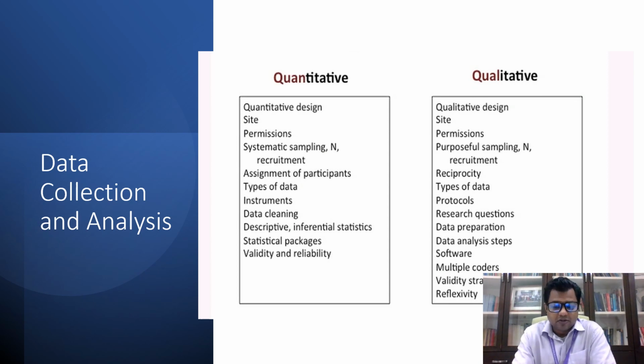Before going to mixed method research, these are the quantitative and qualitative data that we are going to use for the data analysis. In the quantitative section, we mostly go for descriptive and inferential statistics. For that we use quantitative design, site permission, systematic sampling, treatment, data cleaning, and some statistical software, and most importantly we go through validity and reliability. In qualitative, we use software like NVivo and Atlas.ti, and we go for purposeful or purposive sampling, types of data, protocol, research question, data preparation, and data analysis steps. These are the qualitative data analysis.